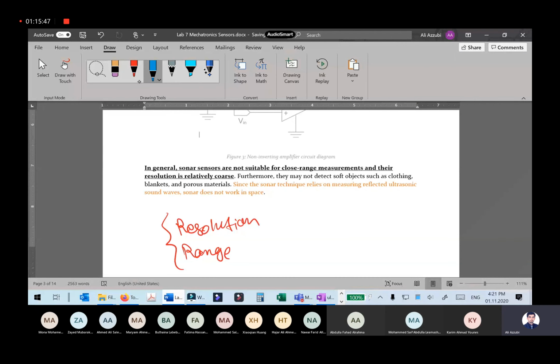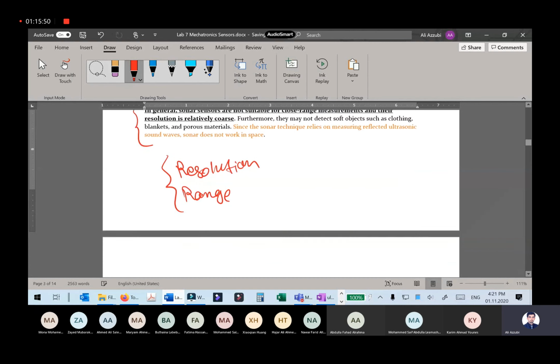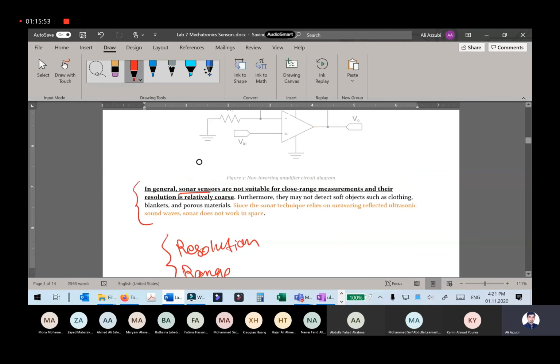Now this is a very important note here, that sonar sensors are in general not suitable for close range measurement. This is fact number one. Please remember this one. And their resolution is relatively coarse, they have bad resolution. Again, we'll verify experimentally. I'll define this to you experimentally.